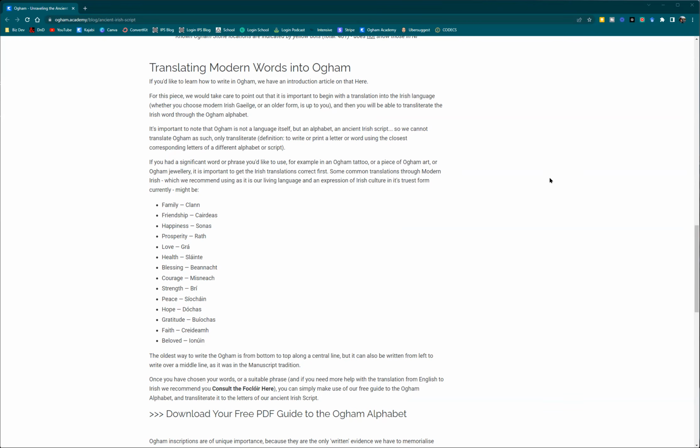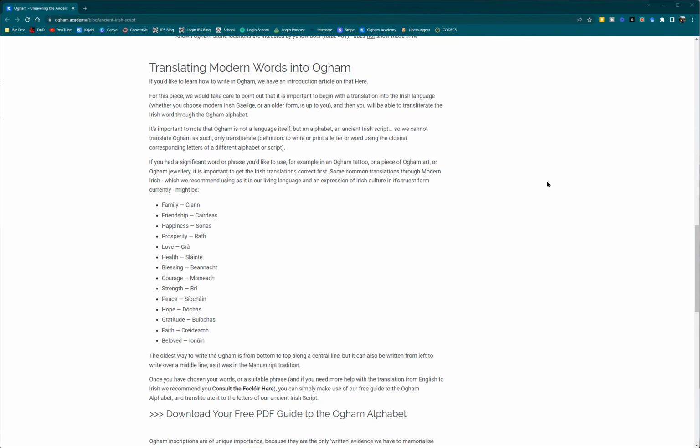And the definition of that is to write or print a letter or word using the closest corresponding letters of a different alphabet or script. So we transliterate the Ogham from the Irish language, which it was designed to express. If you had a significant word or phrase you'd like to use, for example, in an Ogham tattoo or a piece of Ogham art or Ogham jewellery, it is important to get the Irish translations correct first.